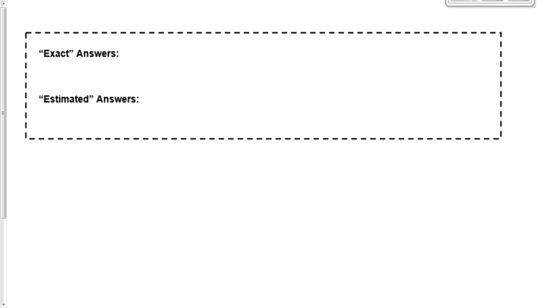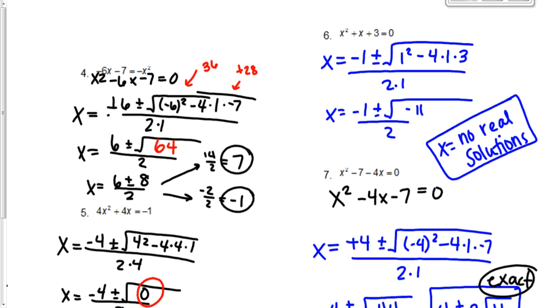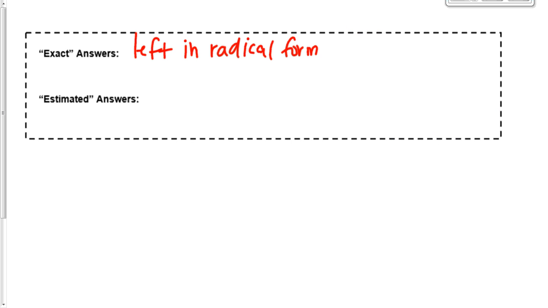This little box. Exact answer is when it's left in radical form, okay? Or if it's actually worked out. We also had exact answers on all the other problems. So for example, these are exact answers right here. We just actually could work it out, and it really is exactly 7 and exactly -1. But if it's a square root that's not a perfect square, you have to decide if you want to leave it in a radical form, which would be exact, or if it is rounded to a decimal. Okay, and you have to read the instructions to see what they want. That's the way you know to do one or the other.